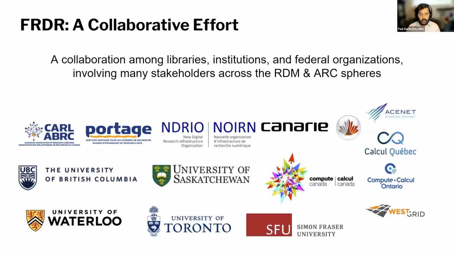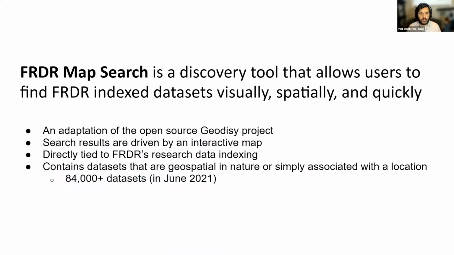FRDR is a collaborative effort. A lot of different organizations around Canada have been involved in its creation, as you can see on this slide. FRDR Map Search is a discovery tool to help researchers by allowing you to use a map to search for research data instead of having to use the traditional text search on the FRDR website.